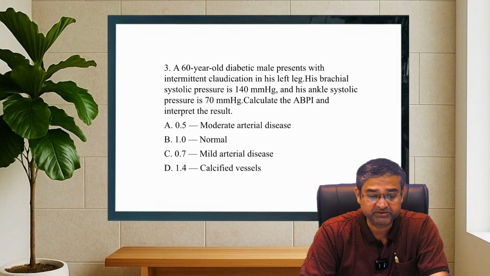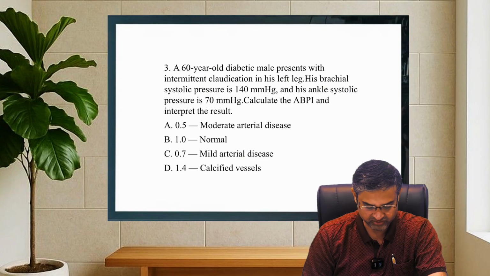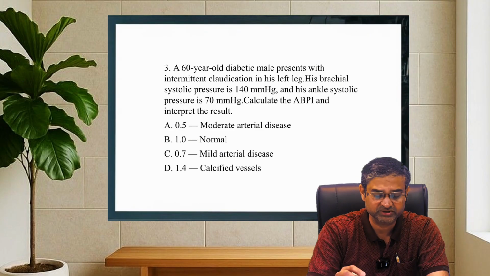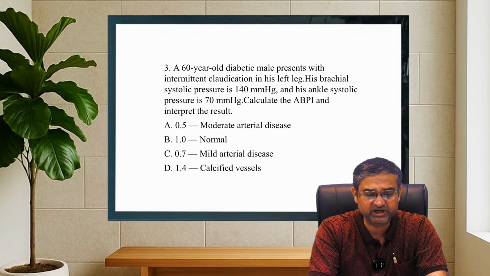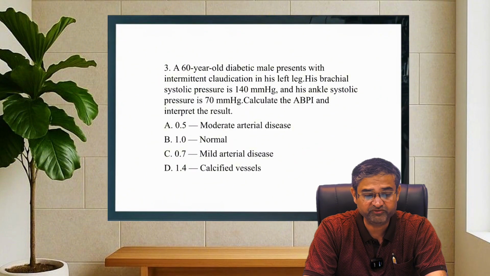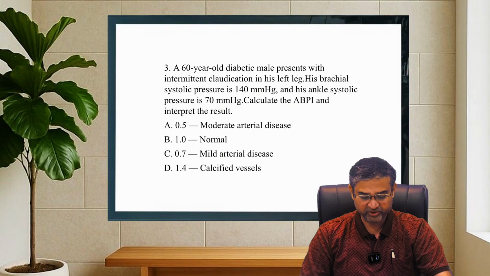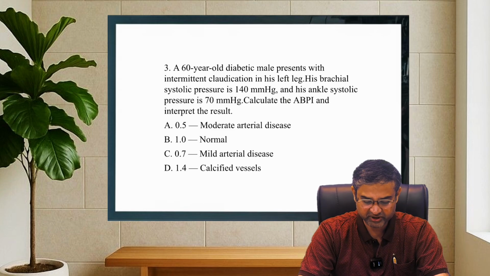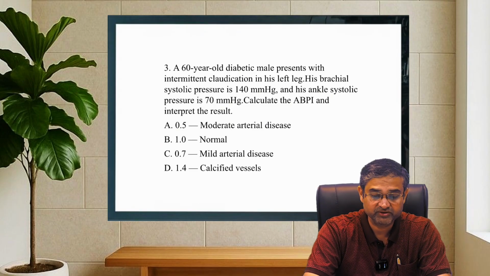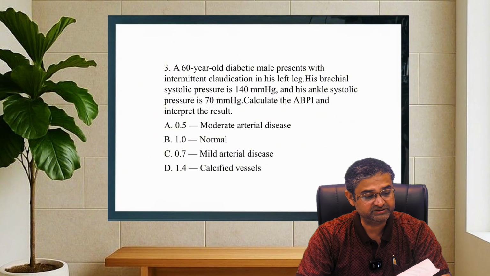This is quite a mathematical question, but you have to be very sure about the calculations and draw the conclusion to answer it. First, we will see what the correct answer is. The correct answer is option A, that is 0.5, moderate arterial disease. We know that we have to calculate this as ankle systolic pressure divided by brachial systolic pressure, and that comes to be 0.5. So this indicates moderate peripheral arterial disease.